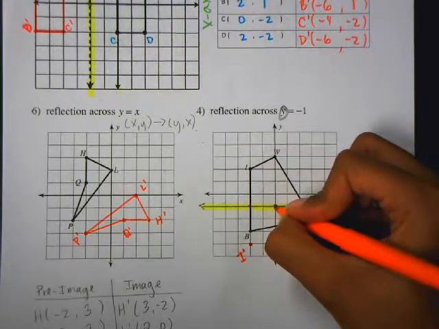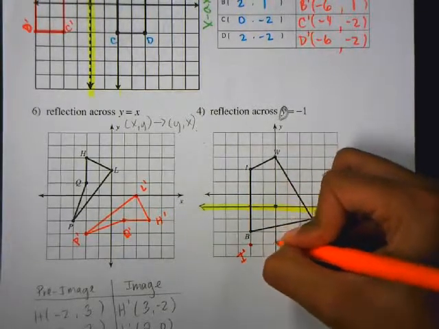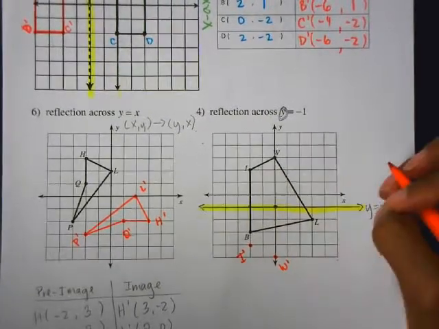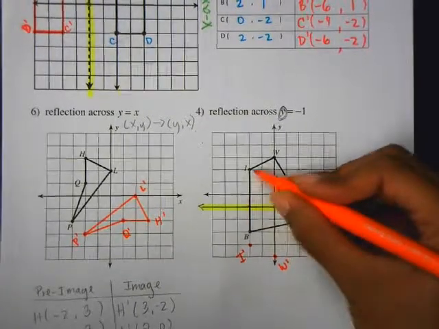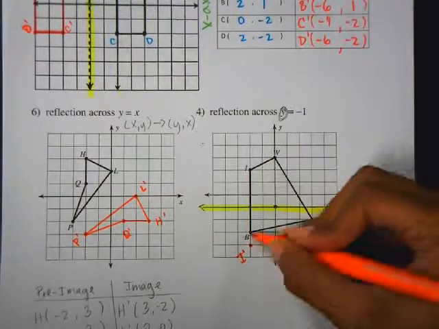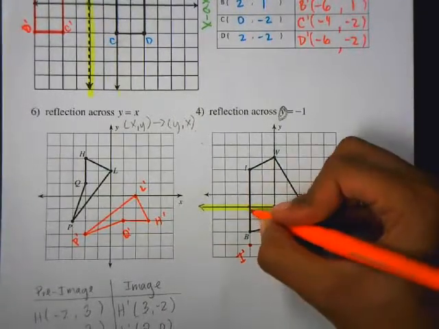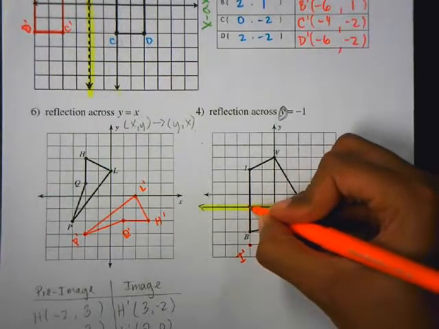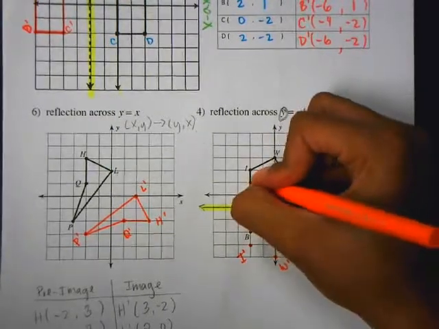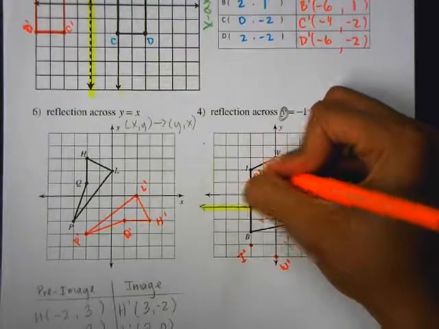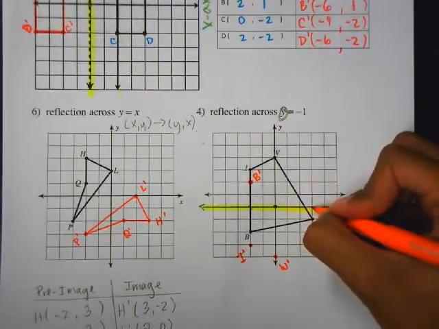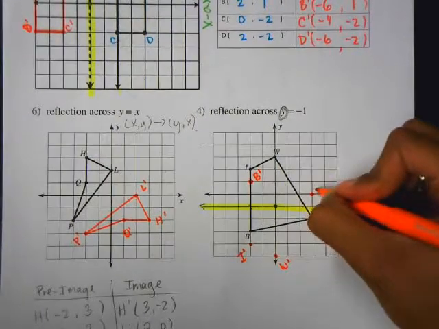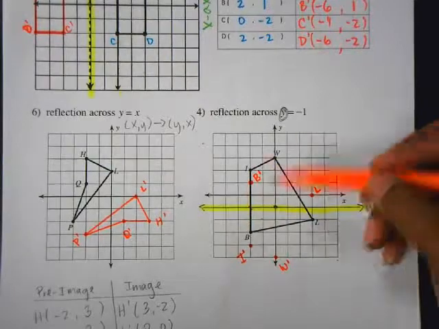Now I'm going to look at the points that are on bottom. Now B is 1, 2 below it, so I need to graph B 1, 2 above it. So that's B prime. L is 1 below it, so I need to go 1 above it to find L prime. So again, everything on the bottom, I graphed on top. Everything on top, I graphed on the bottom. Now once I do that, I'm going to take my straight edge and I'm going to draw my new picture.